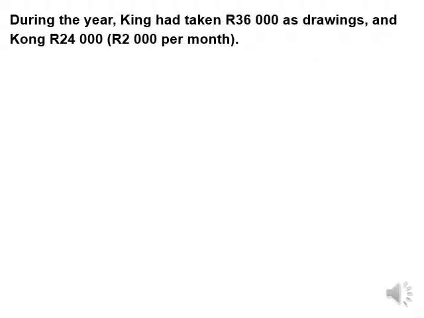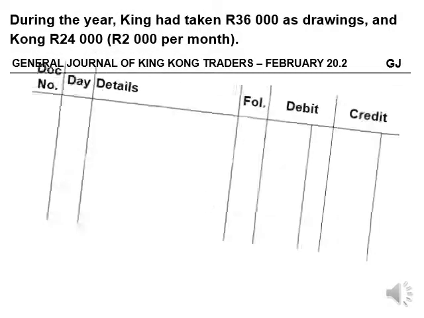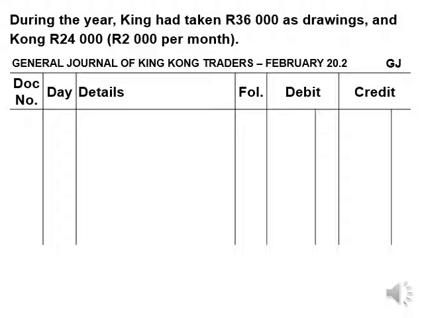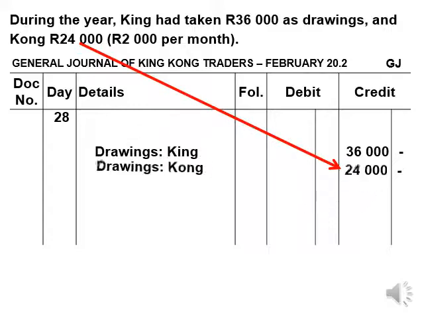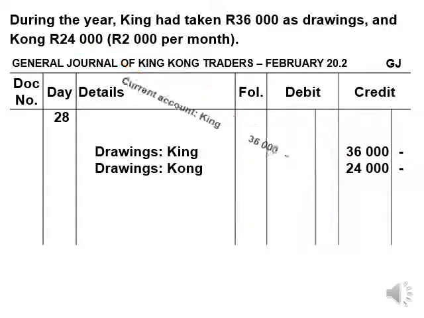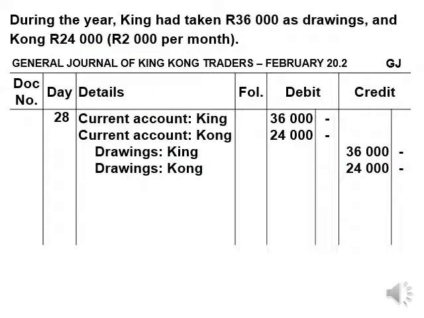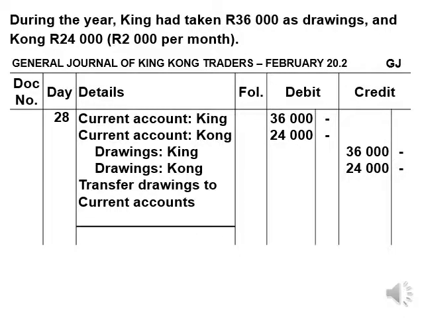Now during the year, King has taken 36,000 as drawings and Kong 24,000. So what do we do with the drawings? They are closed and transferred to the current accounts. So that means the current account of each partner is going to be debited. Therefore, the drawings account of each partner is going to be credited. So current accounts are debited with the drawings and the drawings accounts are credited. And that is the drawings.